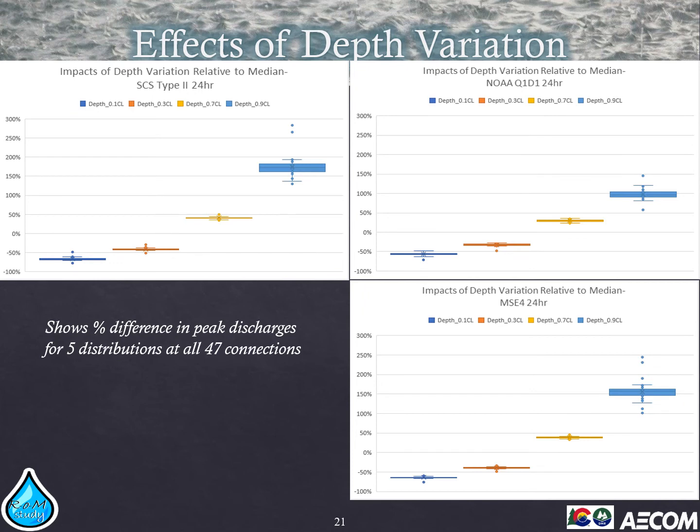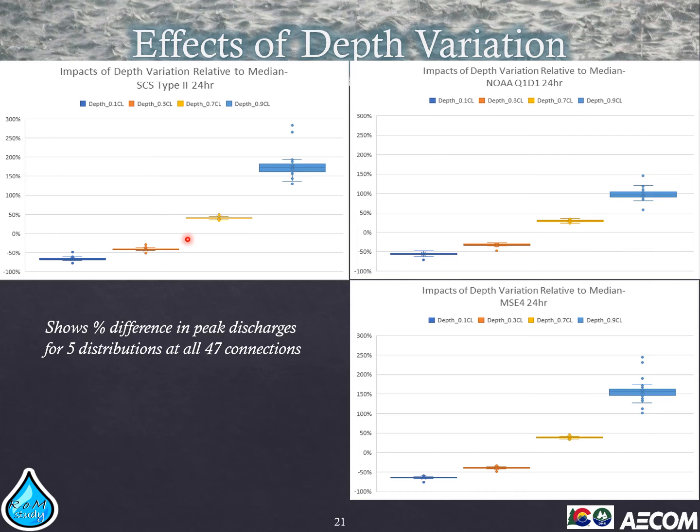Similar to the previous slide, this slide shows box and whisker plots to display the effects of depth variation. It also shows a % difference in peak discharges at the same 5 distributions here. So we've got the 6 and 24-hour, the SES Type 2, Q1, D1, and then the MSC4. And for 5 depths, with the median 1.5 being where it would fall on the 0% on the axis here.